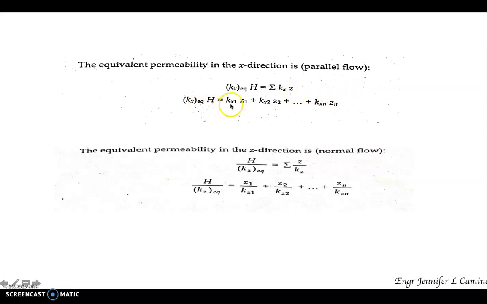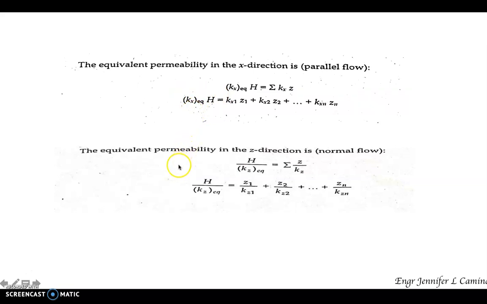So you can have k sub x1, z sub x1 plus k sub x2, z sub x2, and so on. So this is the hydraulic conductivity for every layer times the height of that particular layer. Then you simplify this one, divide by H, and you can compute now for the equivalent hydraulic conductivity.